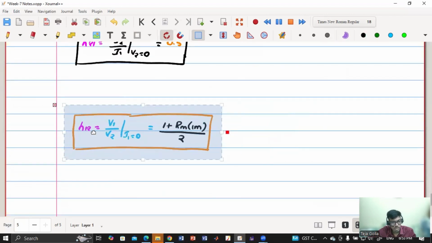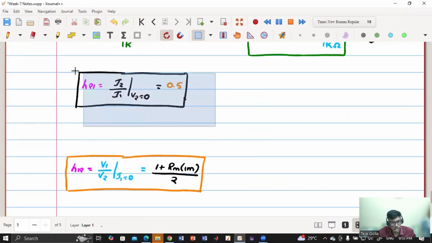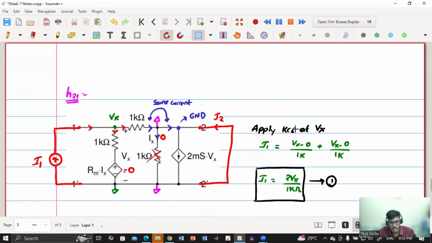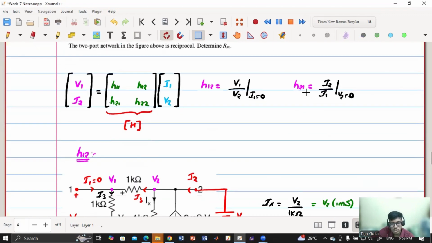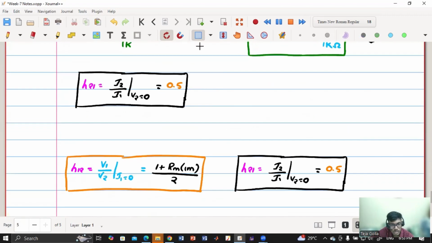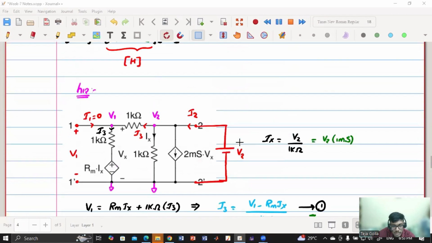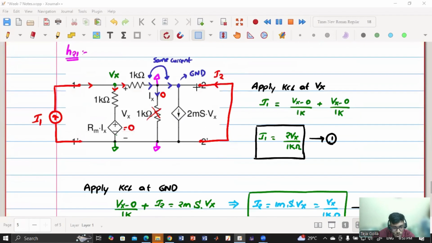So this is my H12 and this is my H21. What is the condition? The condition is H12 is equal to minus H21, right? Sir, please repeat why Ix is 0. So Ix is 0 because we have to find I2 by I1 when V2 is equal to 0. Because V2 is shorted, this terminal is ground, this terminal is ground. So both the terminals of the resistor are grounded, both are at the same potential, so no current will flow.